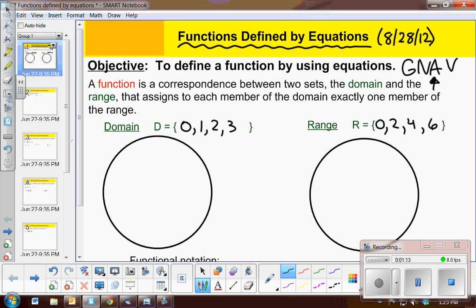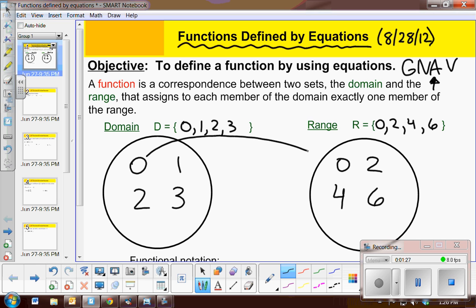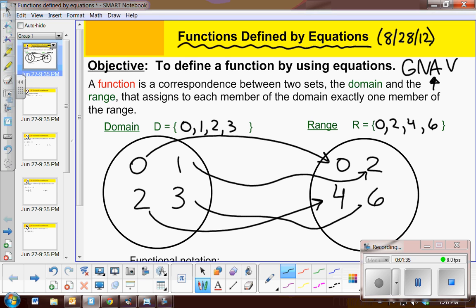Okay, so given this domain and given this range, let's do a mapping. I'm going to put the numbers of the domain in this initial map. Then I'm going to put the numbers of the range in this map. And I'm going to map 0 goes to 0. 1 maps to 2, and we know 2 maps to 4, and then 3 maps to 6. Ooh, a little squiggly there. Okay, so we have a mapping of this function.